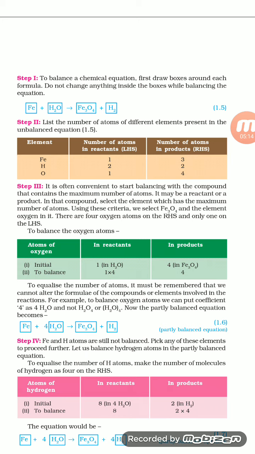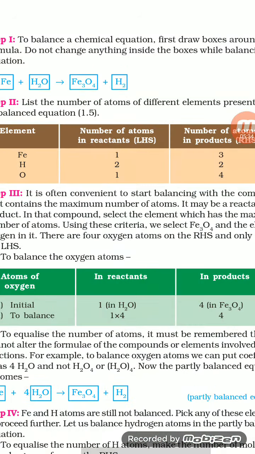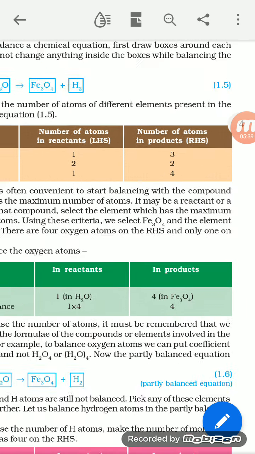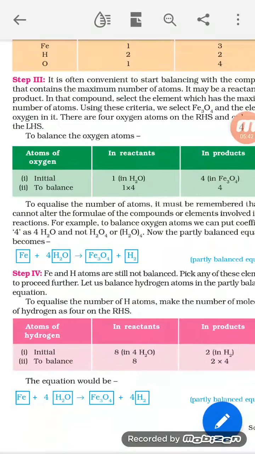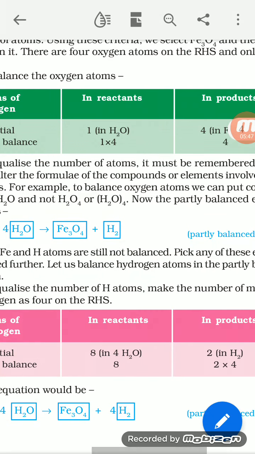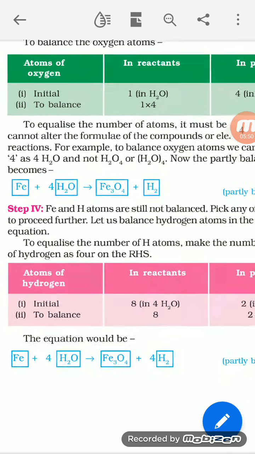So we have to balance now. Initially it was 1 in H2O, and in the product, O is in Fe3O4, so we have to multiply by 4. So it will be the same on both sides. 1 into 4, that means in H2O it will be 4, and no need to change anything here. So now our reaction will become like this: iron plus 4H2O, giving Fe3O4 and H2.